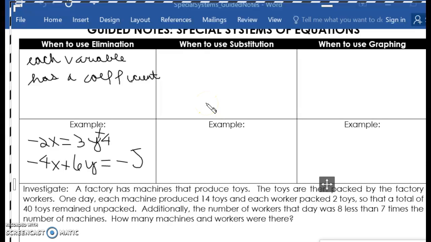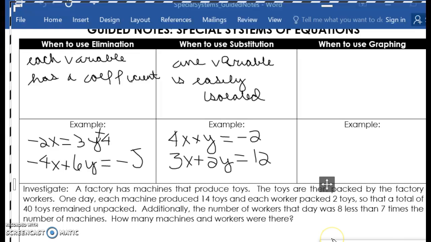We're going to use substitution when one variable is easily isolated. So in this example, the coefficient on y is 1, so it's easily isolated. So you would just subtract 4x from both sides to solve for y, and then substitute that expression in for y in the second equation.